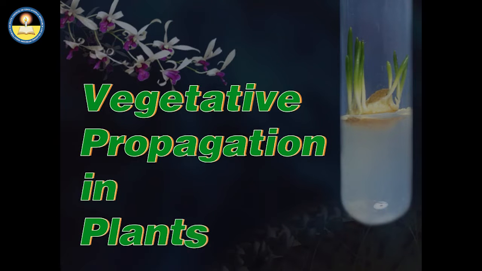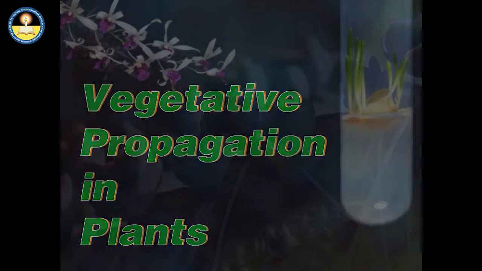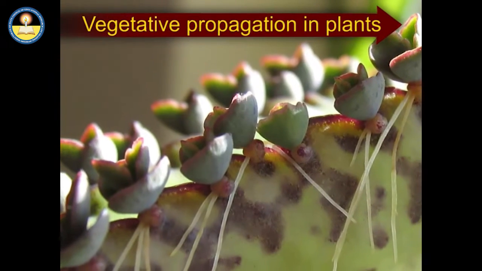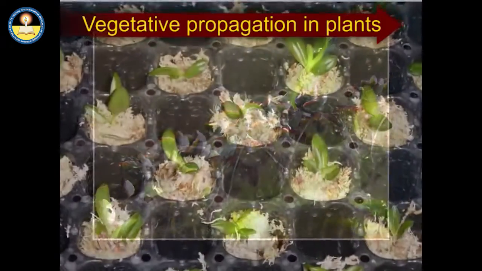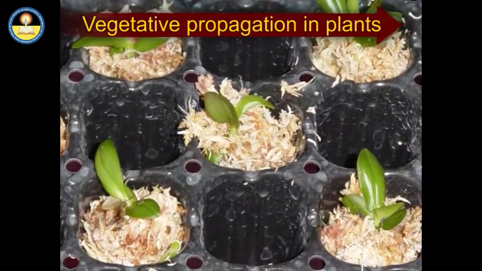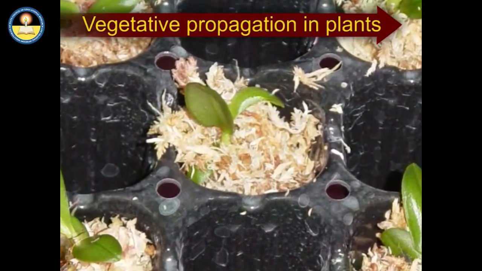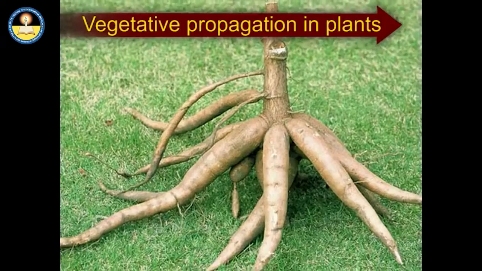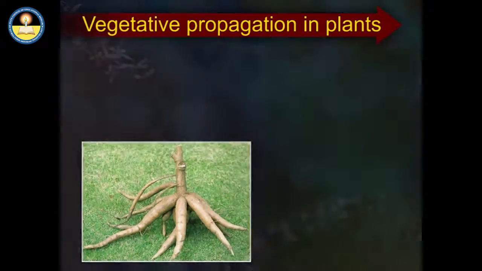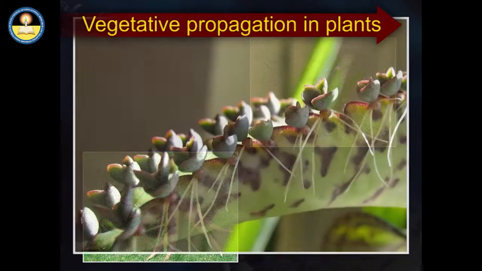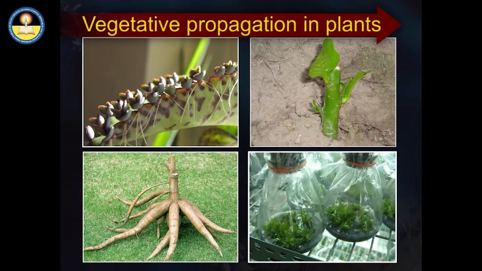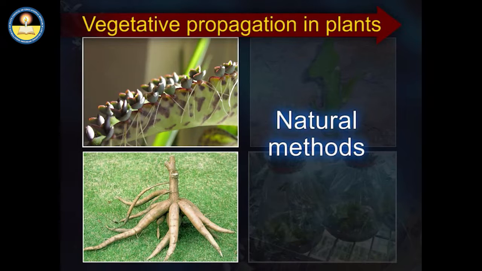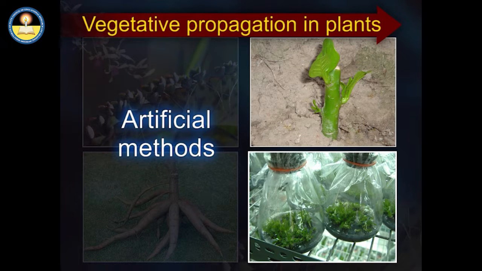Vegetative propagation in plants. Vegetative propagation is a form of asexual reproduction in plants. Vegetative propagation is very common in higher plants. Vegetative organs such as roots, stems, and leaves participate in this type of reproduction. Modes of vegetative propagation may be grouped under natural method and artificial method.